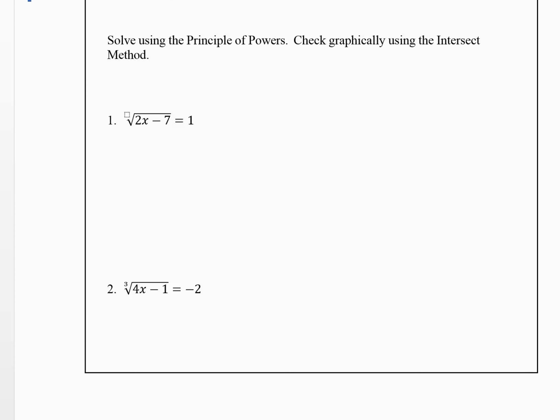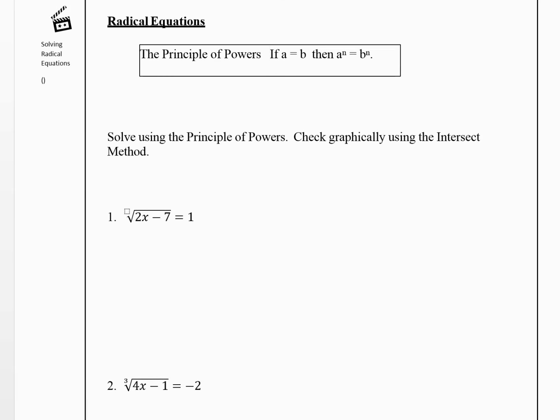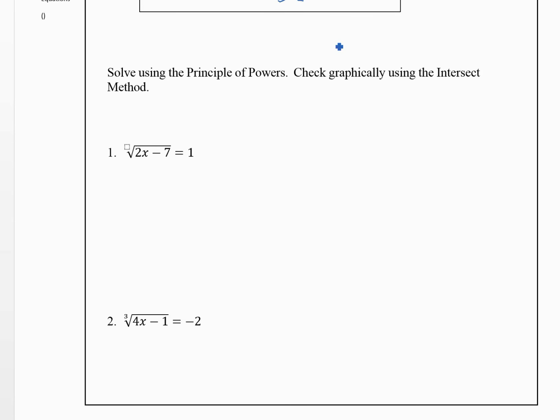Now we're going to talk about how to solve root equations, equations that have radicals. And we have what's called the principle of powers, and it says if a equals b, then a to the n equals b to the n. All that really means is if you have two things that are equal to each other, then if you raise them both to the same power, they have to be equal to each other. So when we want to solve something, we can take both sides to the same power, and that's allowed.